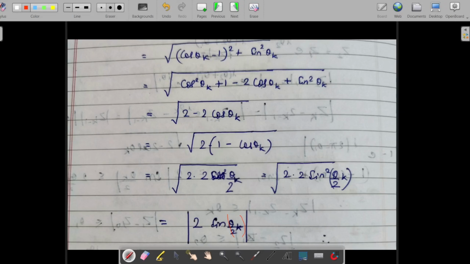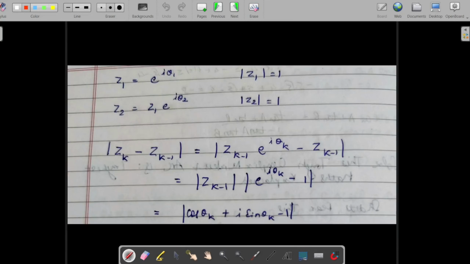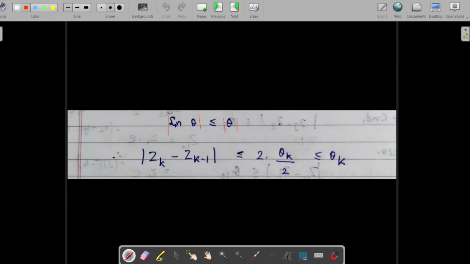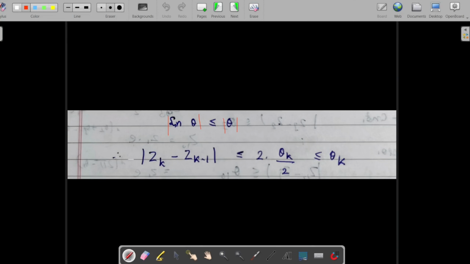So basically you have this, and so just apply mod on both sides. That is the inequality, sine theta less than or equal to theta. It has certain conditions, but this is true for all values of theta. So what we found here was mod of z k minus z k minus 1. It came out to be this, and because this is less than theta, the modulus of this entire term is less than or equal to 2 times theta k by 2, because the angle here is not theta k, it is theta k by 2. This 2 gets cancelled, so the mod of this quantity is always less than or equal to theta k.